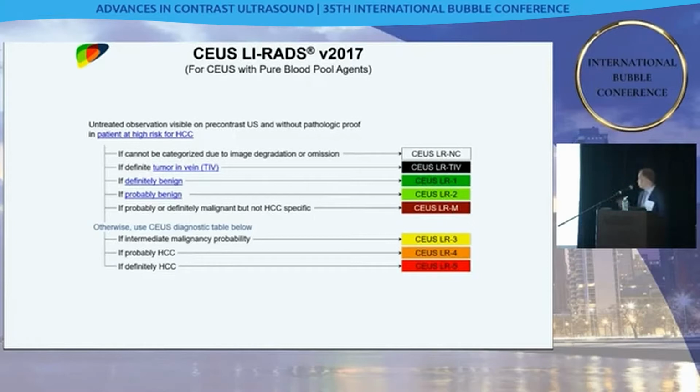LI-RADS 2 is probably benign. We think it's benign, but we're not 100% sure, and those patients usually go back for some additional imaging. The most important categories are LI-RADS 3, 4, and 5, and that's where contrast-enhanced ultrasound can really provide very precise differentiation between precursors of HCCs and actual hepatocellular carcinomas that are characterized as LI-RADS 5.